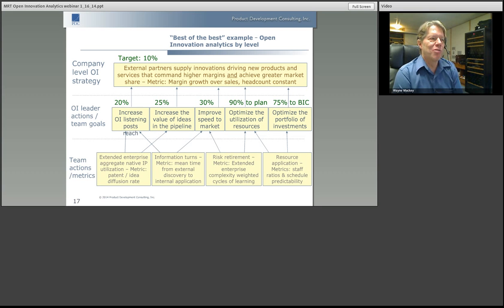The team then, say a project team, what do? Their actions would be to have the extended enterprise aggregate native intellectual property utilization be high. And so the idea there is that if we already have existing intellectual property in several of the areas for the new product we're trying to develop, but other people already have existing intellectual property in the rest of the areas, then we can actually have across the extended enterprise 100% native intellectual property, and all we have to do is put it together.